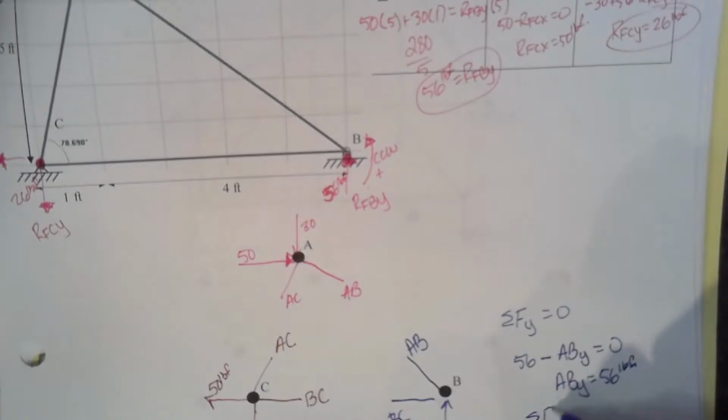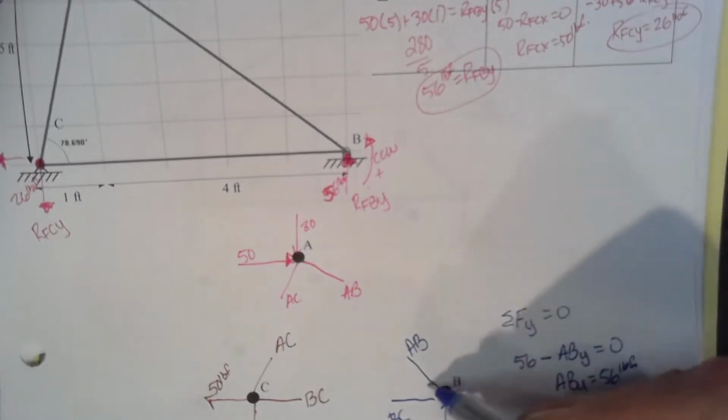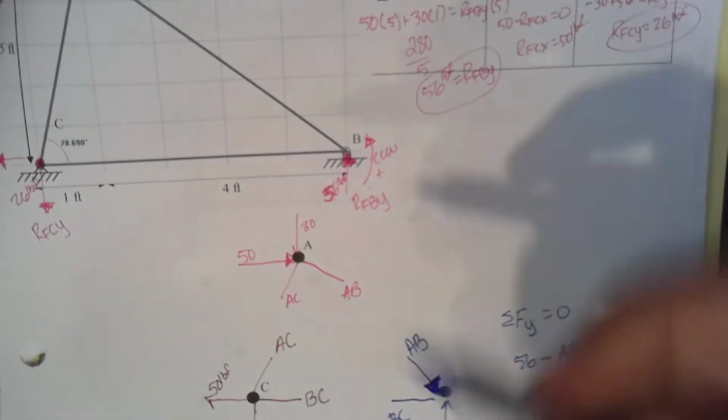And sum of forces in the X direction have to be 0. So I've got BC and I've got AB. And I just said that AB has to come down, which means it also goes to the right.